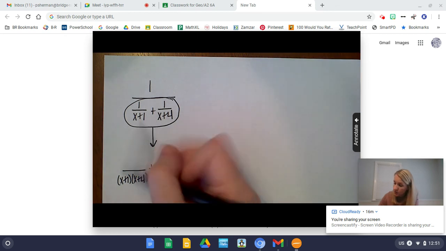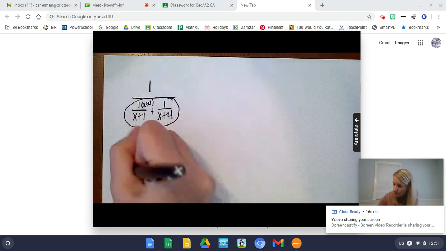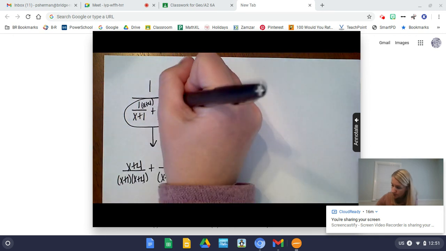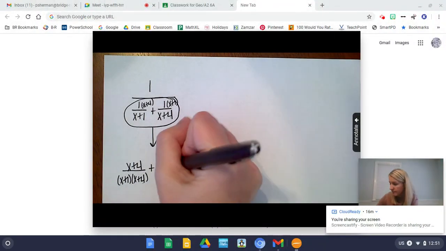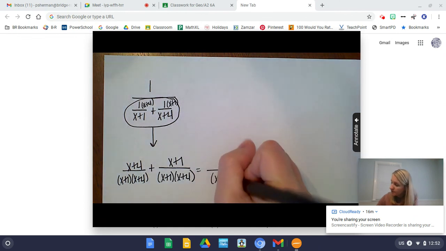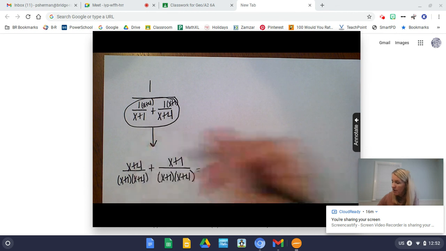If this was x plus 1, I had to multiply this by x plus 4. So I just end up with this. If this was x plus 4, I had to multiply this by x plus 1. And now I could combine them, having my common denominator and adding the numerators.